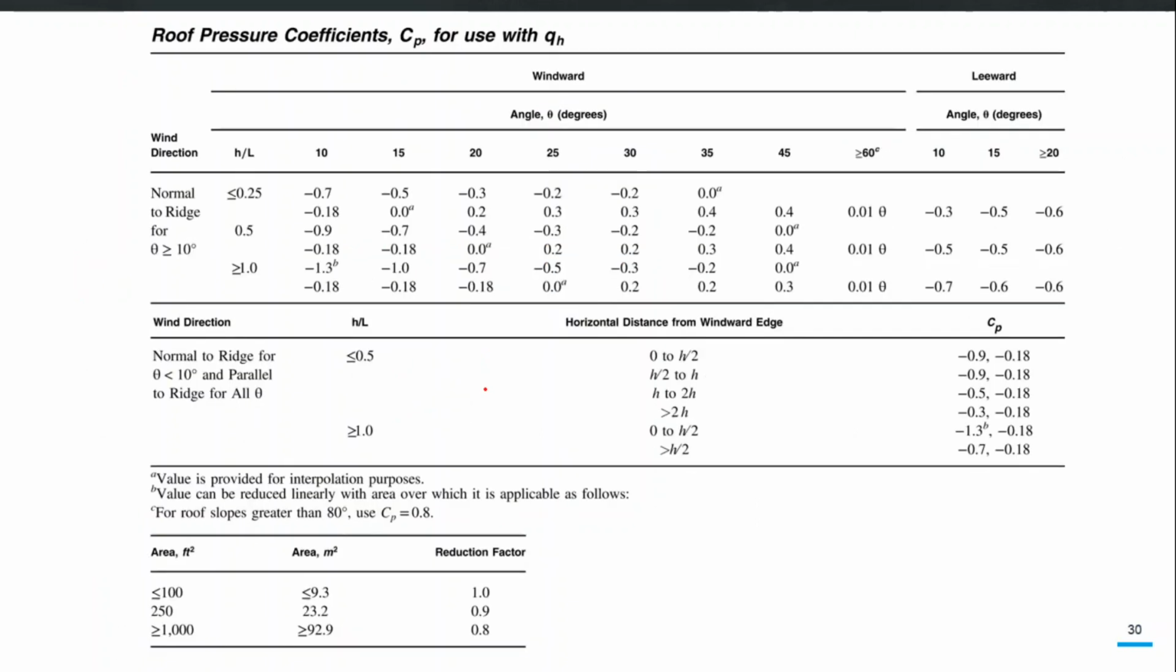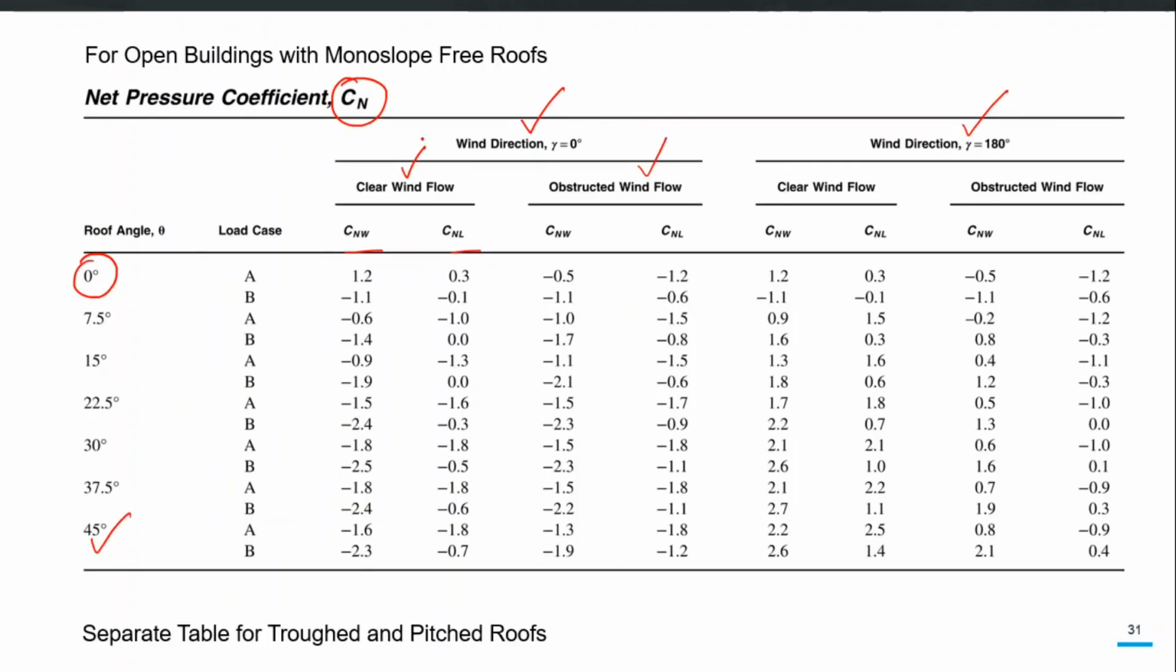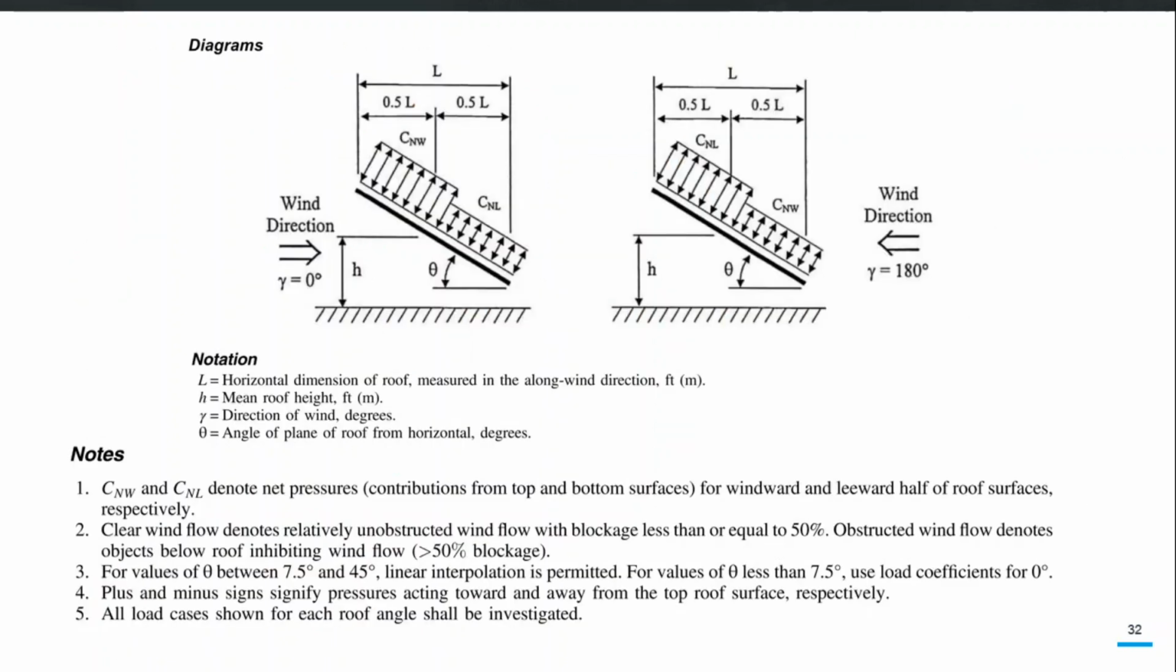So let me again go back here and okay, this is for Cp and this particular table is for CN. This particular table is for monoslope free roofs, but we have trough roofs, pitched roofs or other kinds of roofs, and there are detailed tables available. You can check ASCE 7-16 chapter 26 and then 27 to find all those tables.